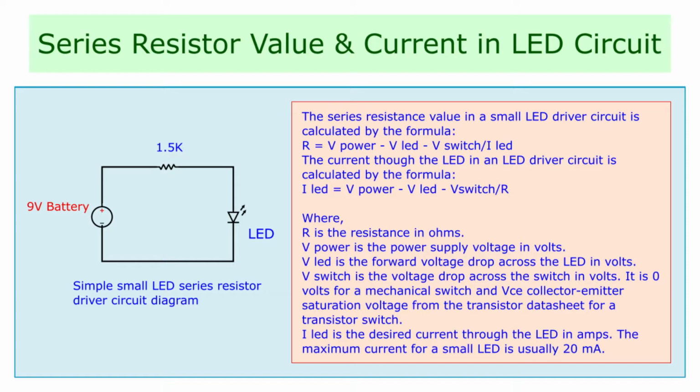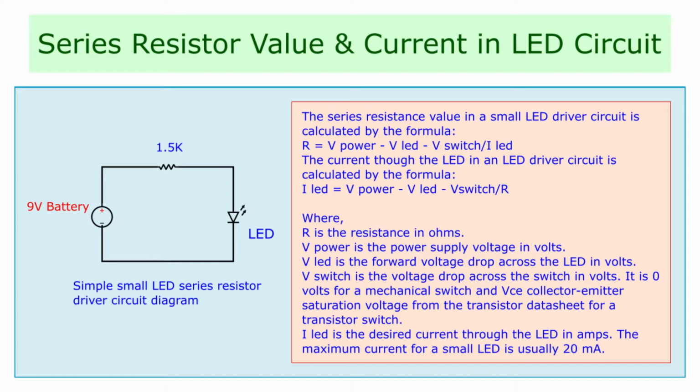To find the current flow through an LED, it is calculated by the formula I LED equal to (V power minus V LED minus V switch) by R, where R is the resistance in ohms, V power is the power supply voltage in volts, V LED is the forward voltage drop across a LED in volts, which is between 1.8 to 3.3 volts. V switch is the voltage drop across the switch, either mechanical switch or transistor switch in volts.